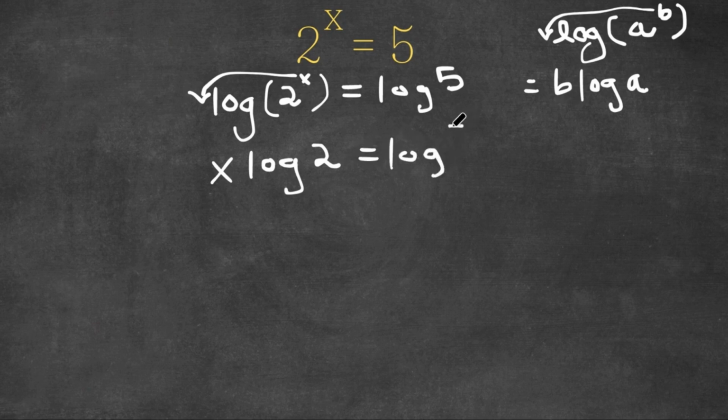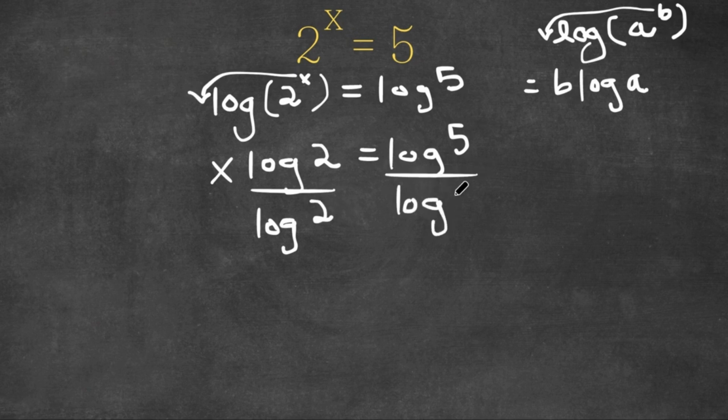Now we want to isolate x, so we have to move the log 2. So I'm going to divide both sides by log 2. So now these two cancel out, and I'm left with x is equal to log 5 over log 2.